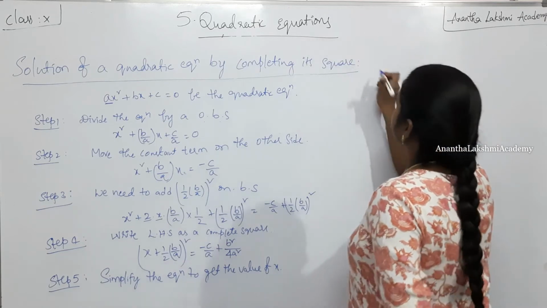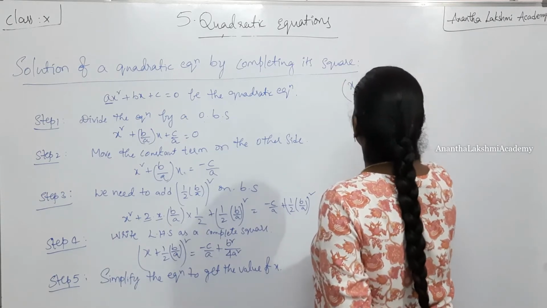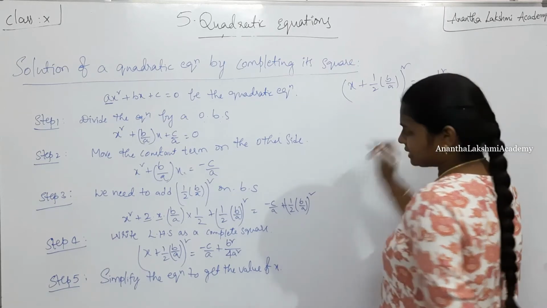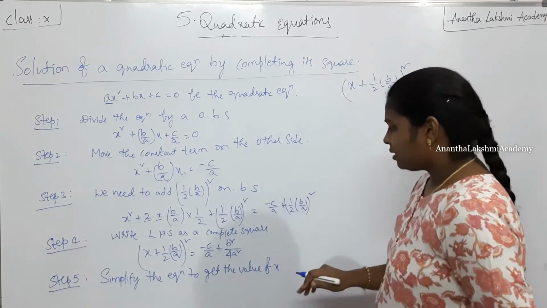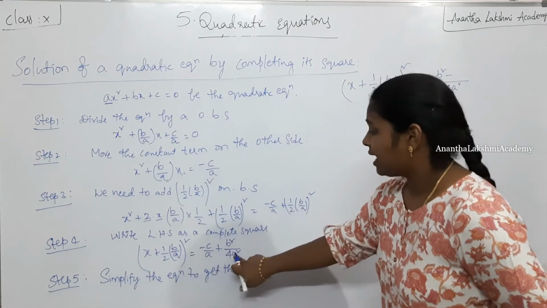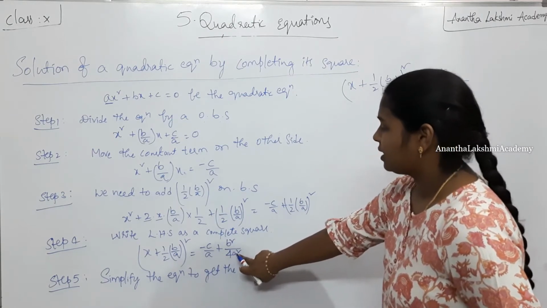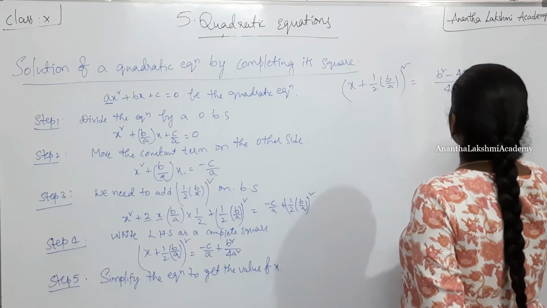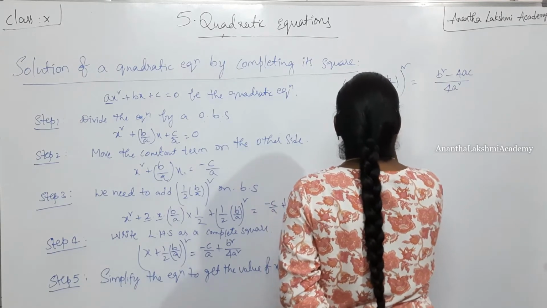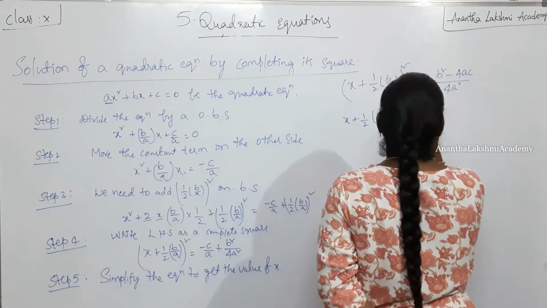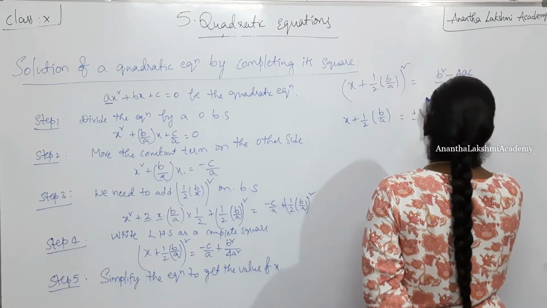So what happens now? x plus half into b by a whole square is equal to, I am going to take the LCM, which is 4a square. b square minus, when minus c by a has the LCM as 4a square, this becomes 4ac. So b square minus 4ac. Now I am going to remove this square on this side so that it becomes plus or minus root of b square minus 4ac by 4a square, which I am going to write as 2a whole square.